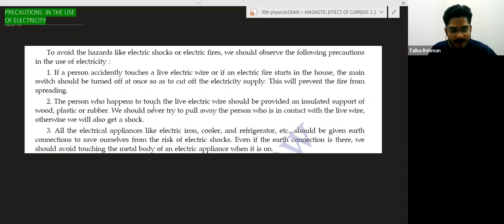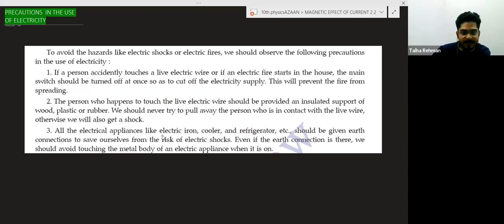After that, the person who happens to touch the live electric wire should be provided an insulated support of wood, plastic or rubber. Sometimes there can be the condition that someone has to touch the live wire. So if he is doing so, he should wear gloves of rubber or plastic. We should never try to pull away the person who is in contact with the live wire, otherwise we will also get a shock. The human body is also a conductor of electricity. So if you are touching that person, you will also get the electric shock.